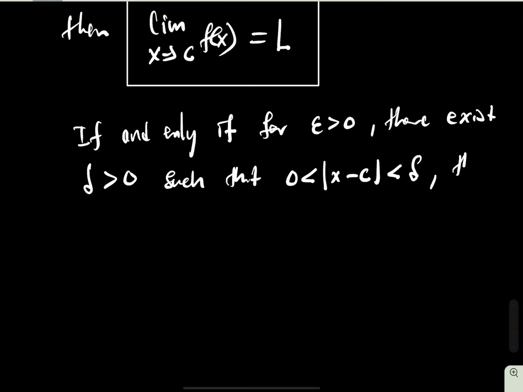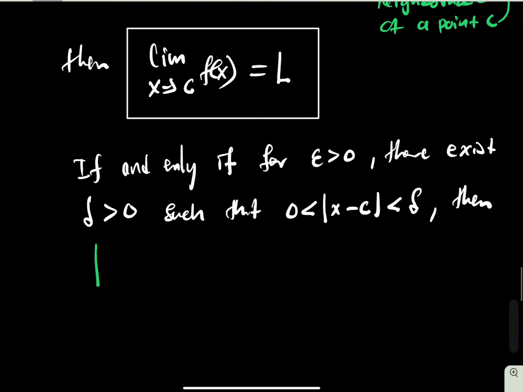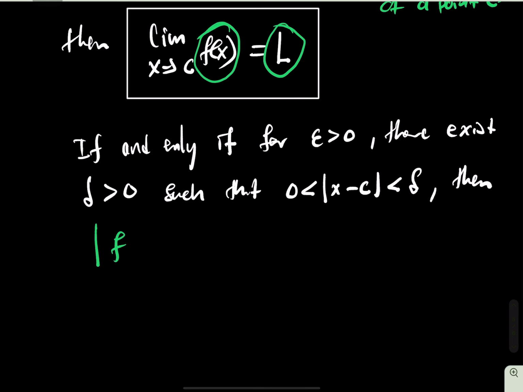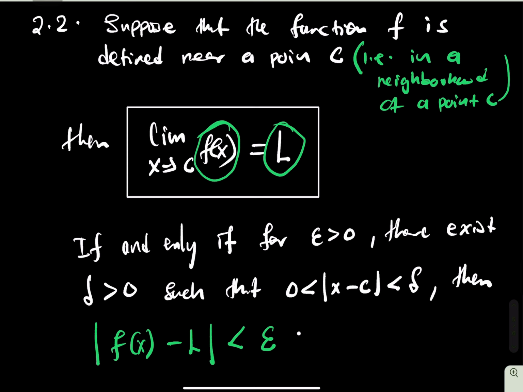And then the distance between the function itself and the limit value there, that is your f at x minus L, that is going to be less than the epsilon. So this is how you will state that. However, if there is another way of stating it, you can do that, it's still fine. But this is the formal definition of a limit.